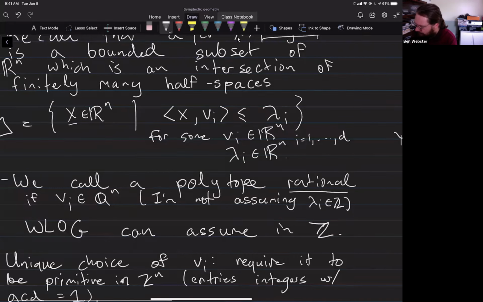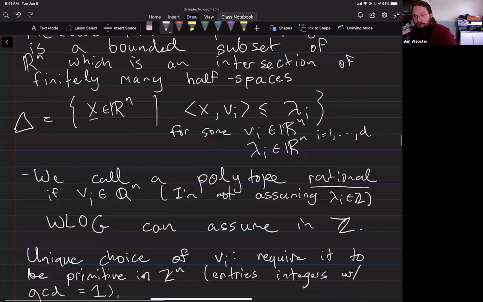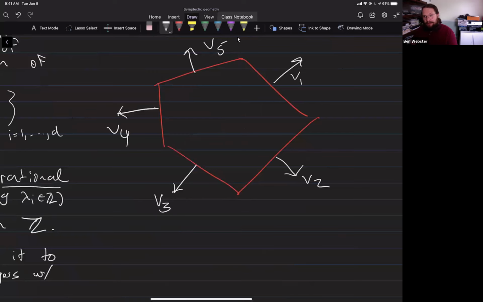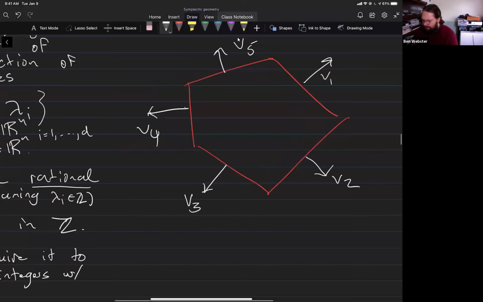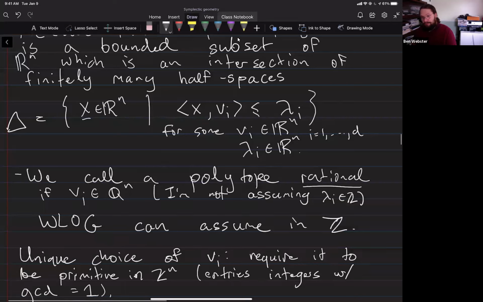Okay. So we're going to want polytopes that have some special properties. One of those special properties is that they're rational, which for me means that Vi, the normal vector, is rational. So in this picture of a polygon, this would mean that all of these lines have rational slope. However, I'm not assuming that lambda i is rational or has any other property. It can be any real number.